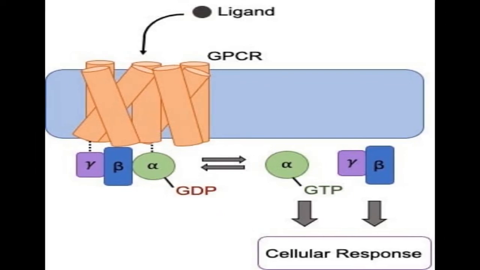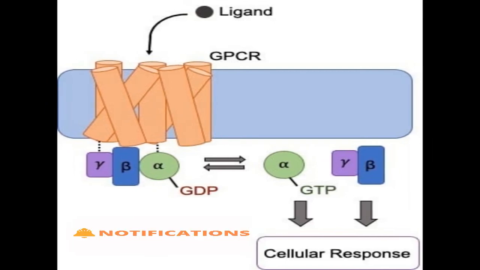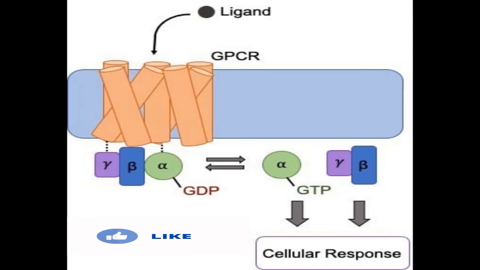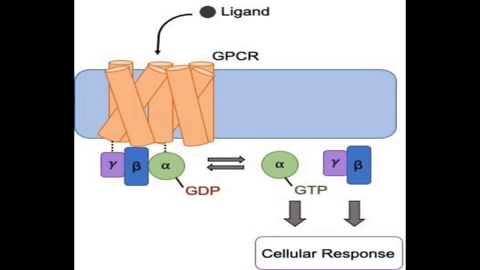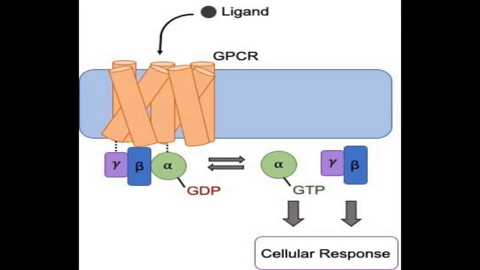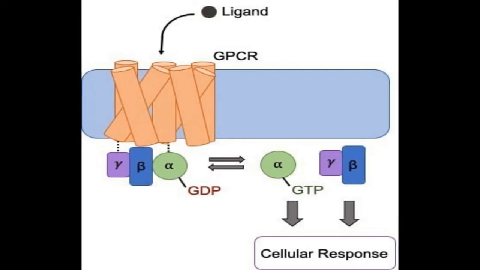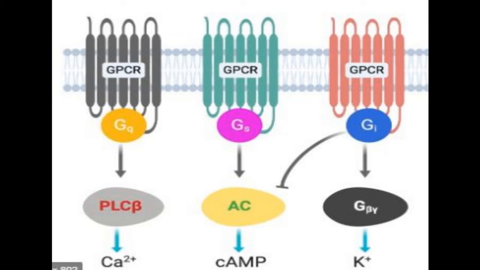When it is not activated, the alpha subunit is bound with GDP. But when the ligand binds to the receptor, they separate, and the alpha subunit binds to GTP, while beta and gamma dissociate separately. And these two complexes can interact with other cellular effectors like an enzyme or protein, or even an ion channel, and they will be responsible for further actions within the cell.